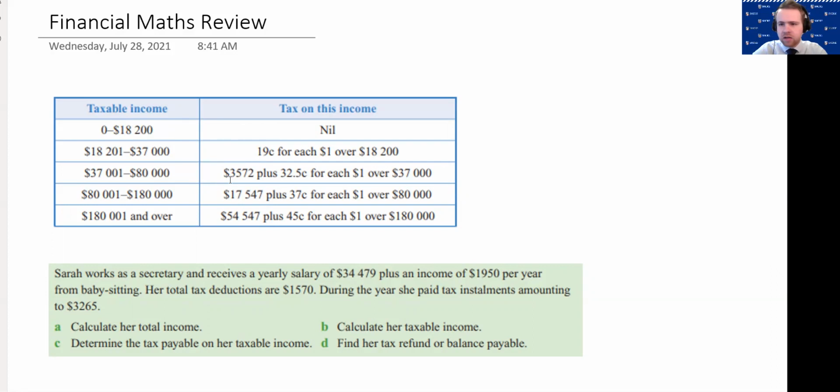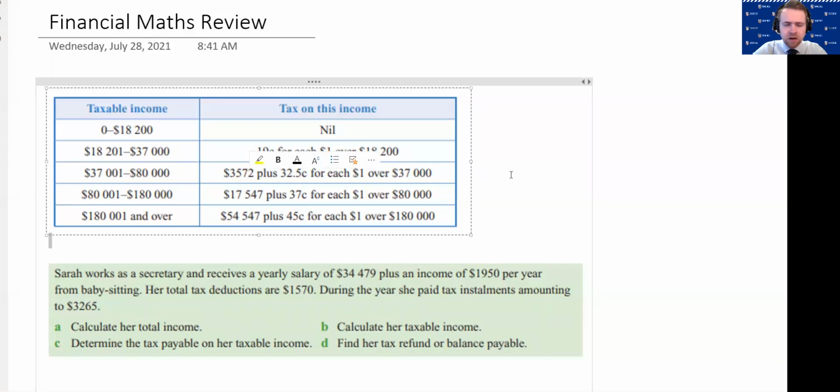Now, the convenient thing about these tables is if you earn above this second threshold of 37,000, this value here, the 3572 value, is all of the tax that you would have paid in the previous bracket above. And we just add on whatever we earn above that threshold with the new rate of tax being 32.5 cents per dollar.